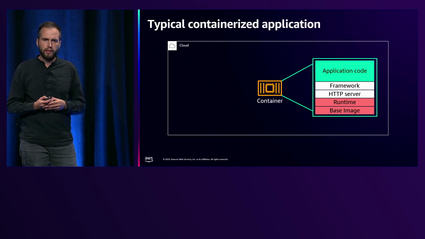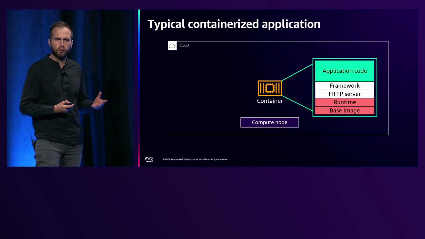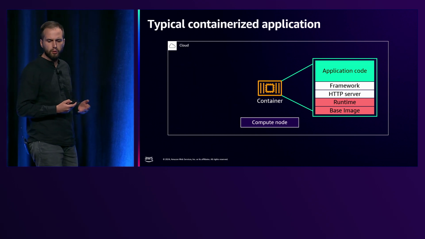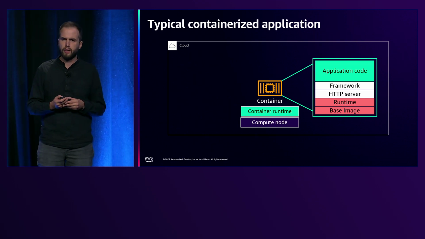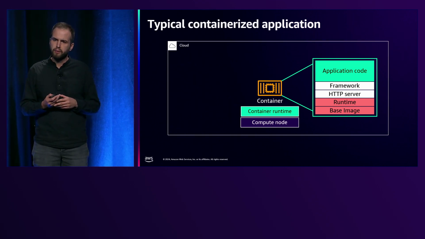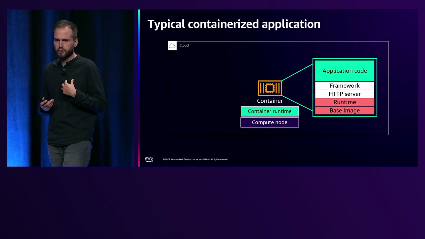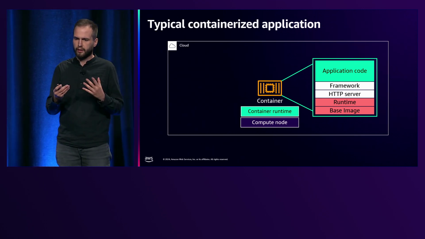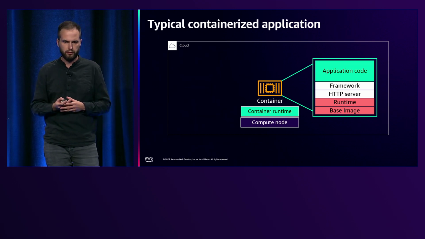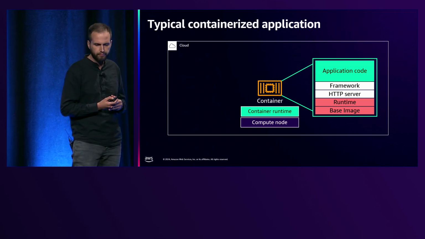Now, the container itself needs to run somewhere, and this happens on a compute node. And on that compute node, I have my container runtime, which is the piece of software that makes the container portable. So if you have a container runtime and I have a container runtime, in an ideal world, we can exchange that container because it brings all of its dependencies with it.